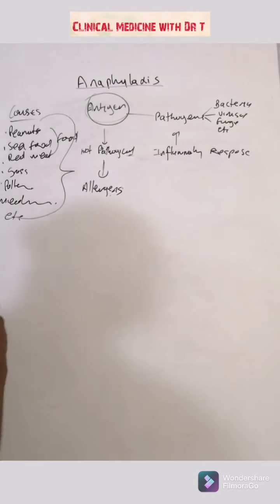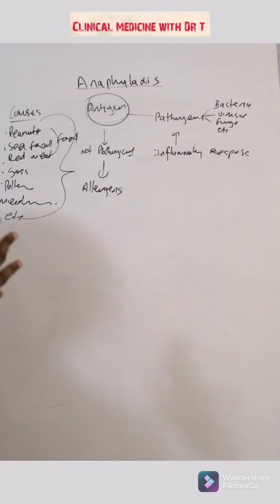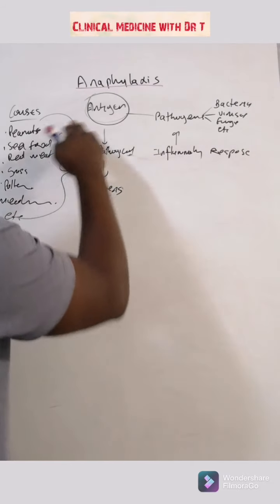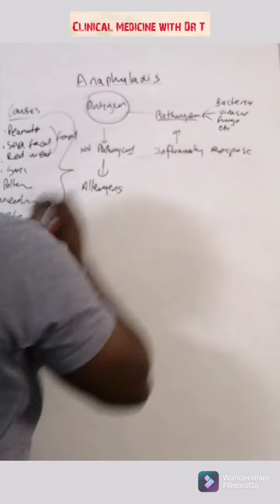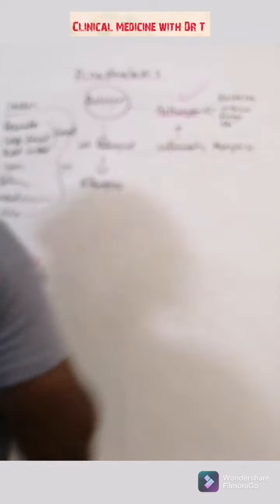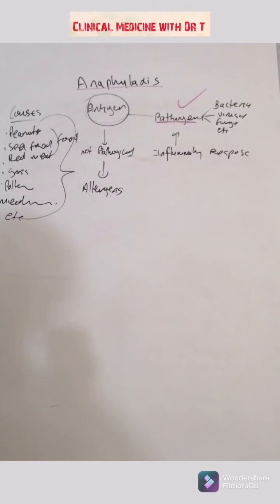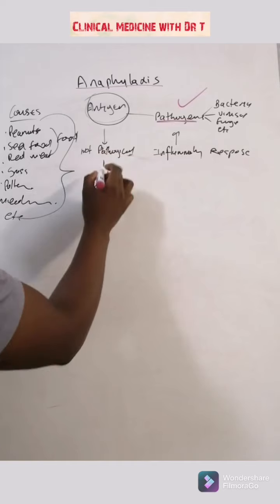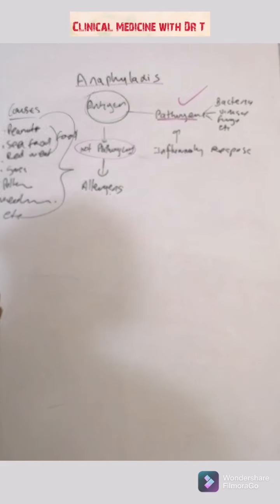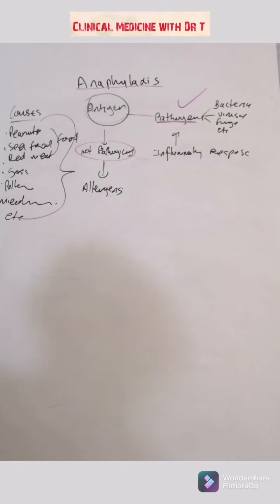So we said the body has got every right to initiate an inflammatory response, to produce and release inflammatory mediators if the antigen that has entered the body is disease causing, like a pathogen. The body is very correct to do this. But now the problem is that the body initiates an inflammatory response and releases chemical mediators even from things that are not pathological and makes them to be allergens, right?